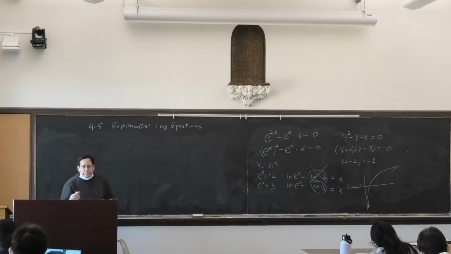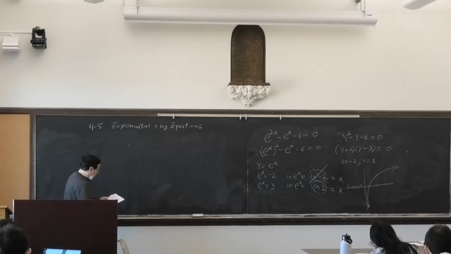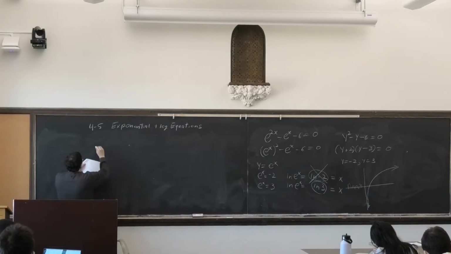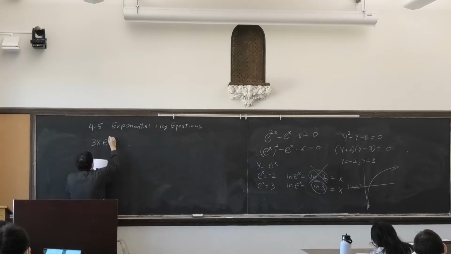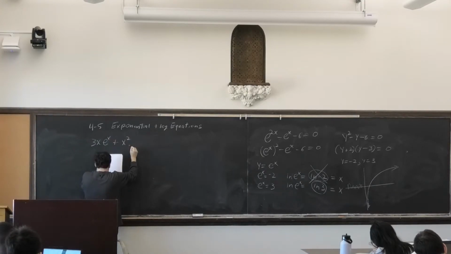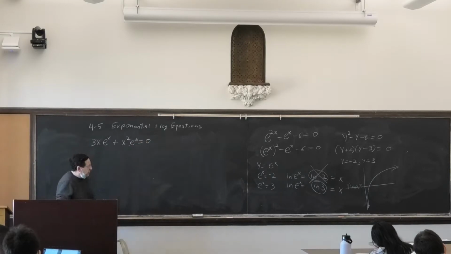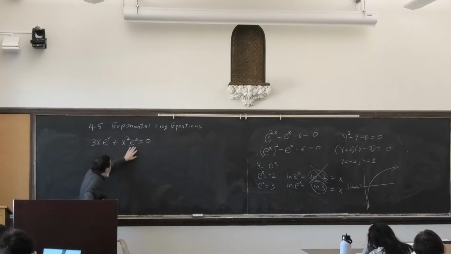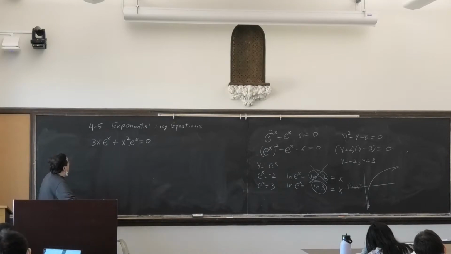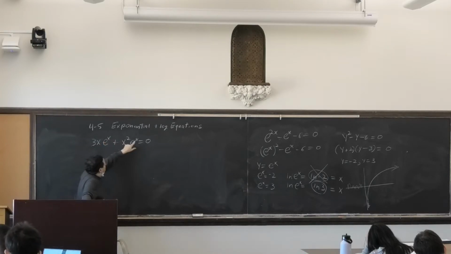Sometimes things are not so hard, even though they might look it. If I had an equation like this, 3x e to the x plus x squared e to the x equals 0, that's going to be problematic, isn't it? e to the x times two different quantities, and just solving for this x is not going to help us because there's other x's. How do we go about this?